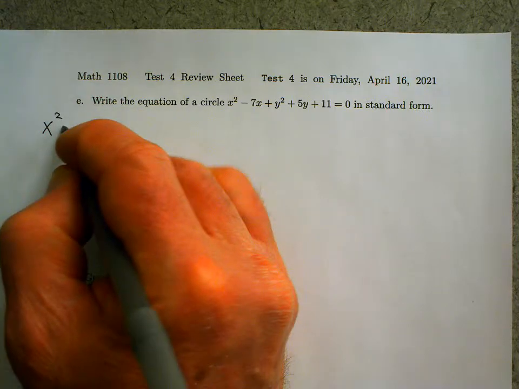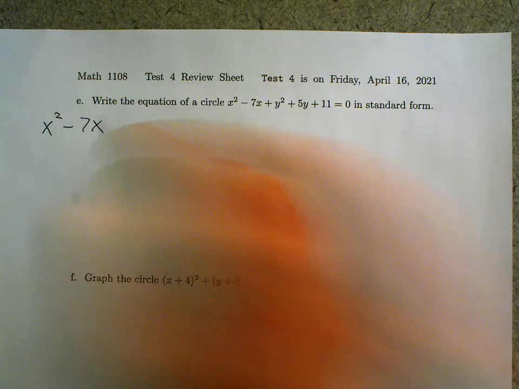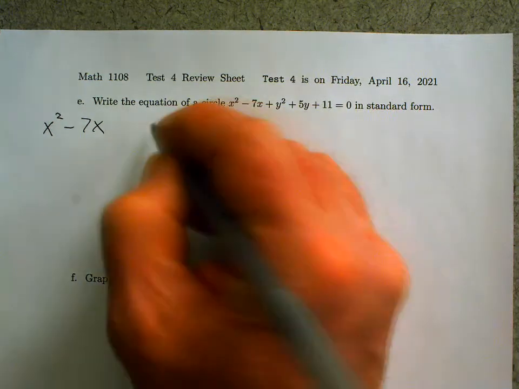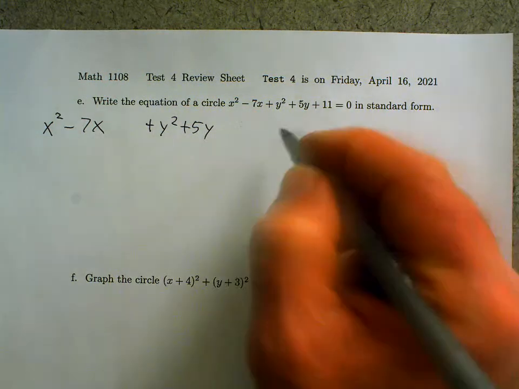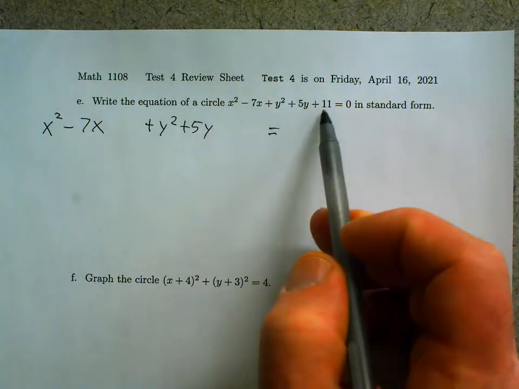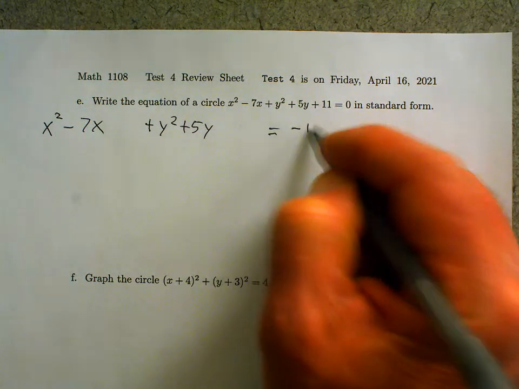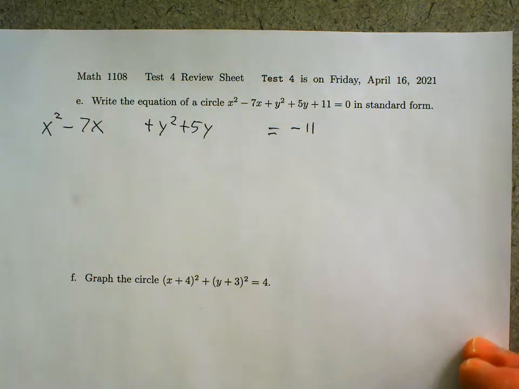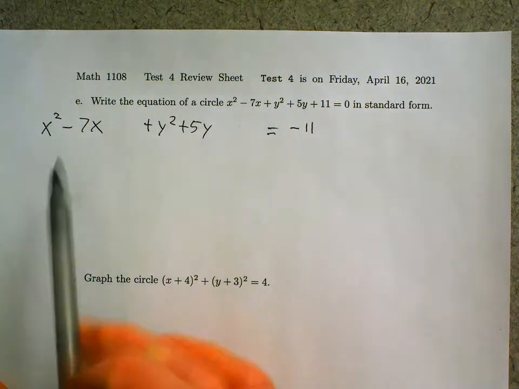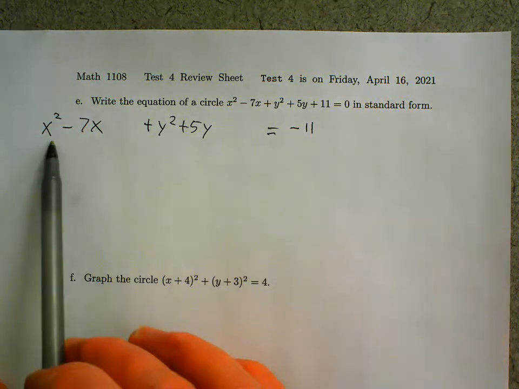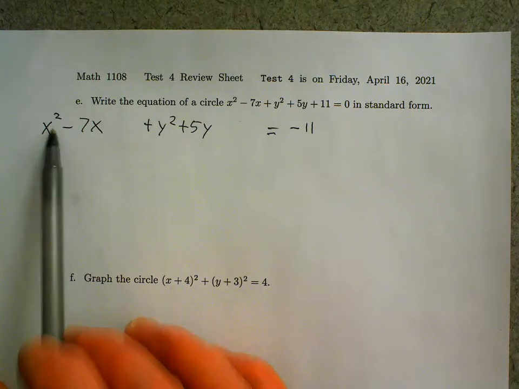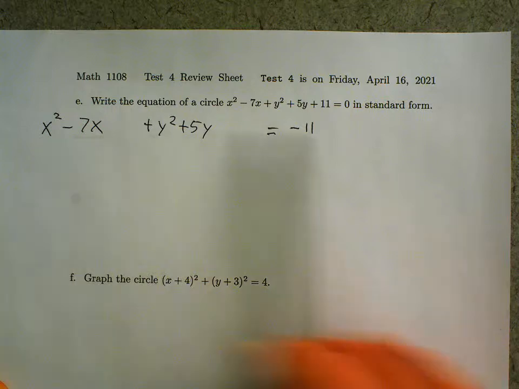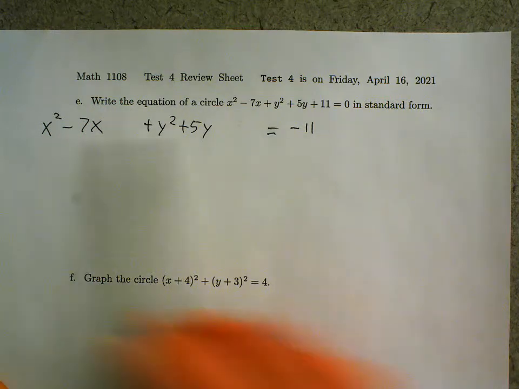So we'll rewrite this as x squared minus 7x. Leave some space and then write plus y squared plus 5y. Leave some space, and we're also going to subtract 11 from both sides. So for tomorrow's test, similar to what I talked about earlier, make sure that you write separate steps. Don't try to put all of the work in a single step. So this is a good first step.